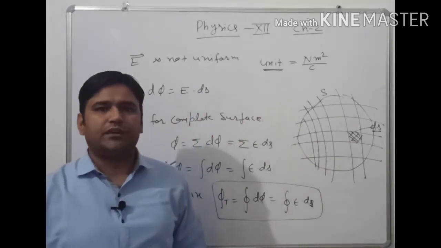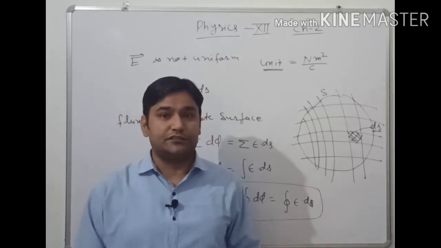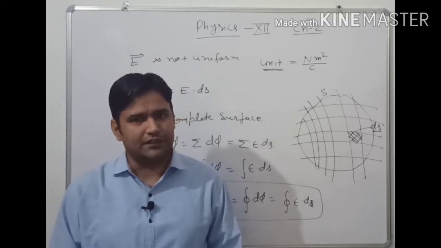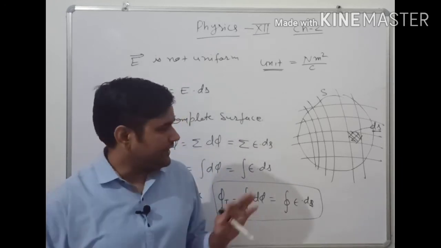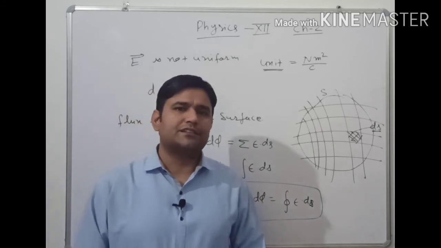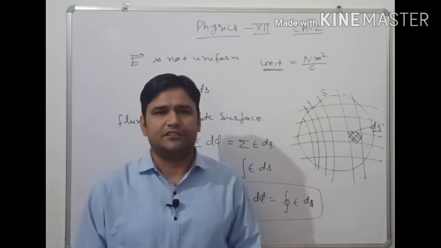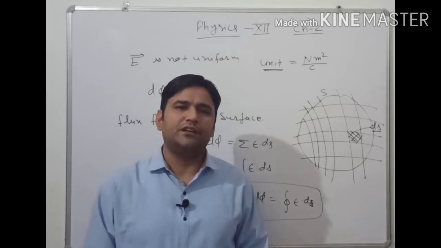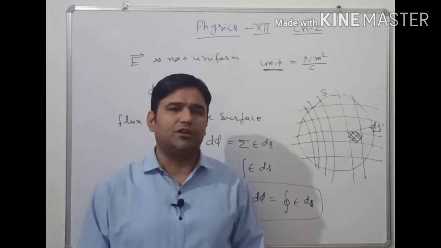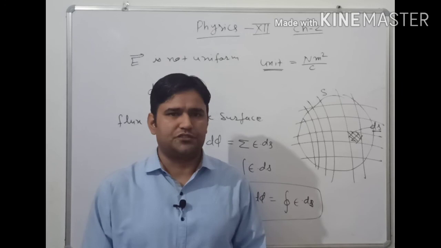In today's class, we have discussed the basics of the electric flux, due to uniform electric field and due to non-uniform electric field. And we are considering a few special cases about it. In the next class, we will consider the formulations in terms of charge distributions. There are three kinds of charge distributions: linear, surface, and volume charge distributions.